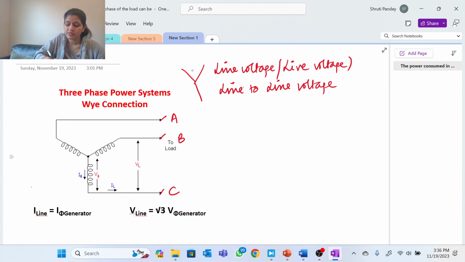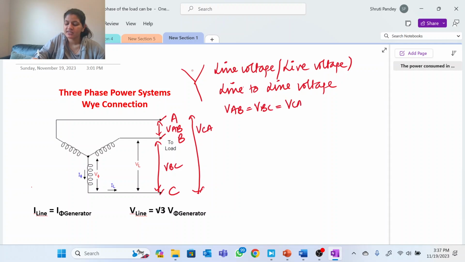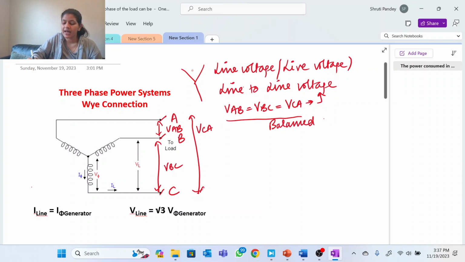So the voltage between two lines, that is VAB, this is VBC, and the voltage between line A and line C is VCA. So VAB, VBC and VCA, these are the line voltages. Okay, so why am I saying that these are equal? Because this is a balanced system, right? This is a balanced system.